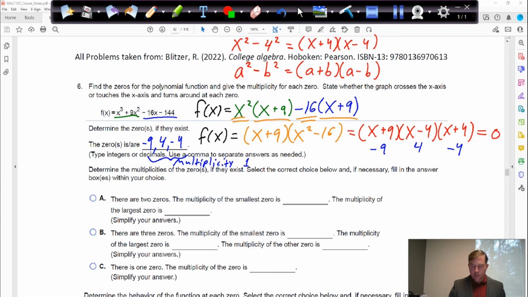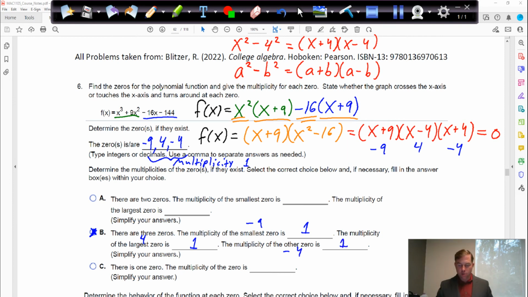So you look at each 0 and you say, how many of those do I have? You only have 1 minus 9, you have 1 4, and you have 1 minus 4. So they all have multiplicity of 1. So we would say there are three zeros. The smallest 0, which would be minus 9, its multiplicity was 1. The multiplicity of the largest 0, which would have been positive 4, its multiplicity was 1. The multiplicity of the other 0, minus 4, its multiplicity was also 1.